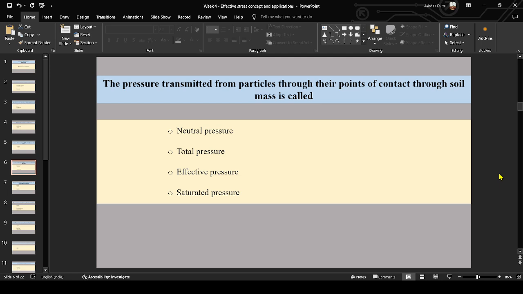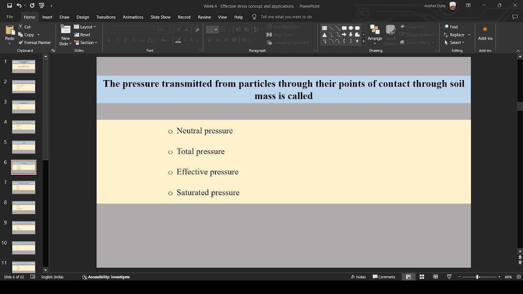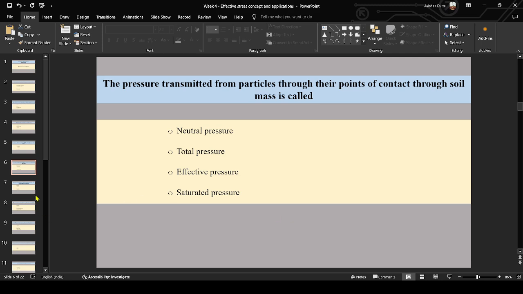I'll repeat the question. The pressure transmitted from particles through their points of contact through soil mass is called. Your options are neutral pressure, total pressure, effective pressure, or saturated pressure. Okay. Next question.